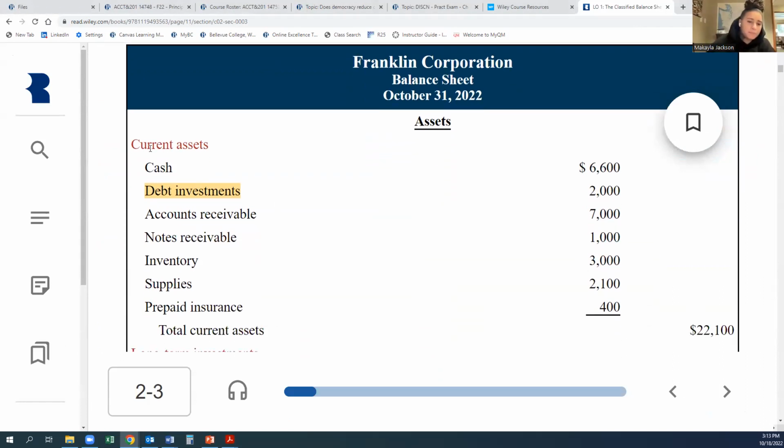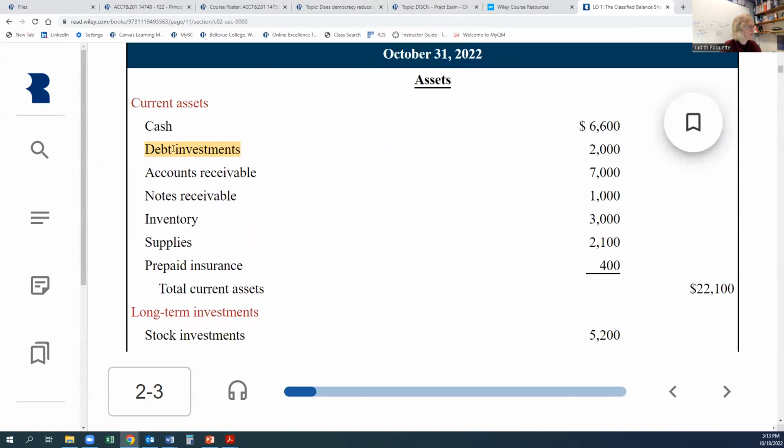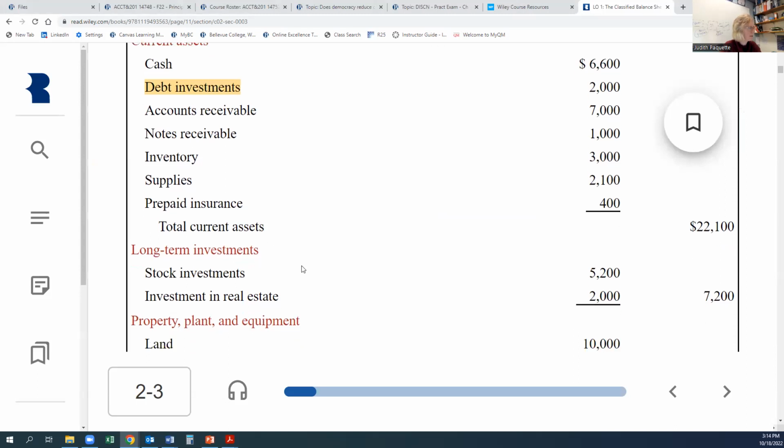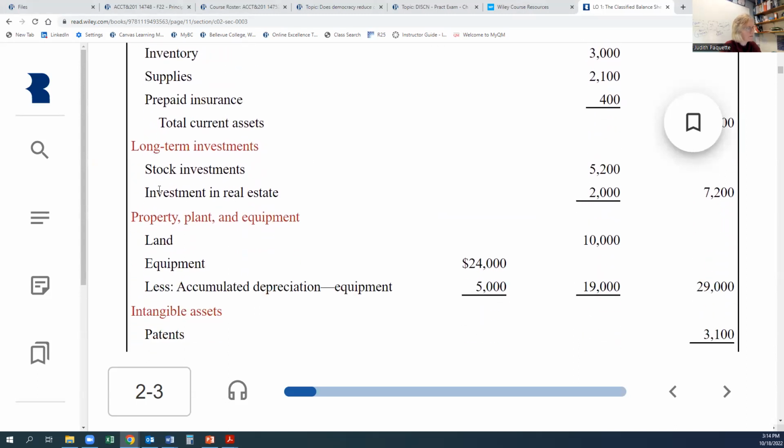Yeah, thank you, Michaela. You've got current assets, list them all in the proper order. This could say debt investments, it could say stock investments, but you would have to know it's short term. So the problem would have to tell you. Then accounts receivable, notes, inventory, supplies, and so forth. Long-term investments, again, it has to tell you if the stock investment is long or short. And then real estate is always a long-term investment.